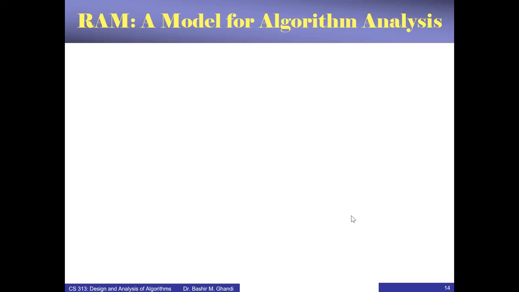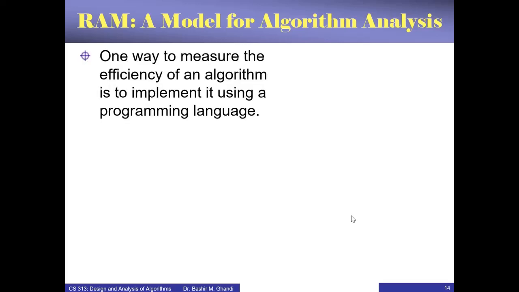The next thing we're going to look at is RAM. But before we look at RAM, let us explain why we need it. So it says here, one way to measure the efficiency of an algorithm is to implement it using a programming language like Java.